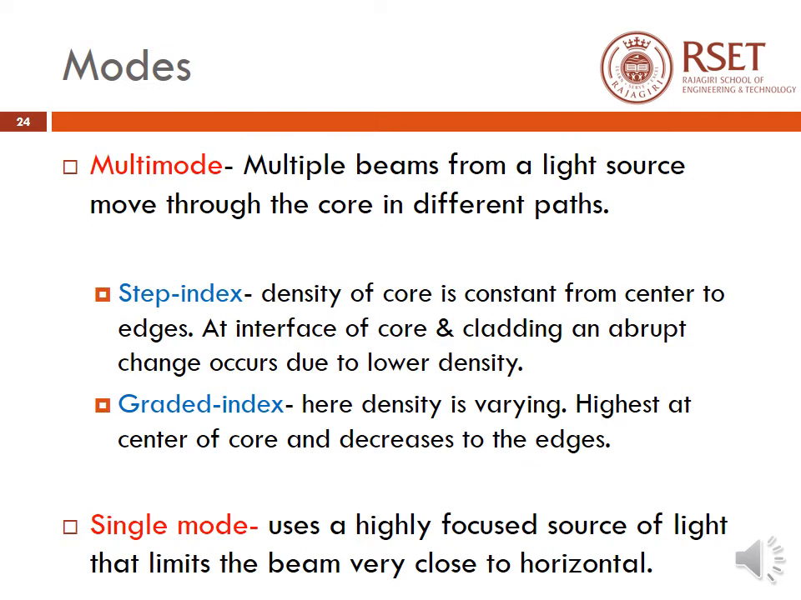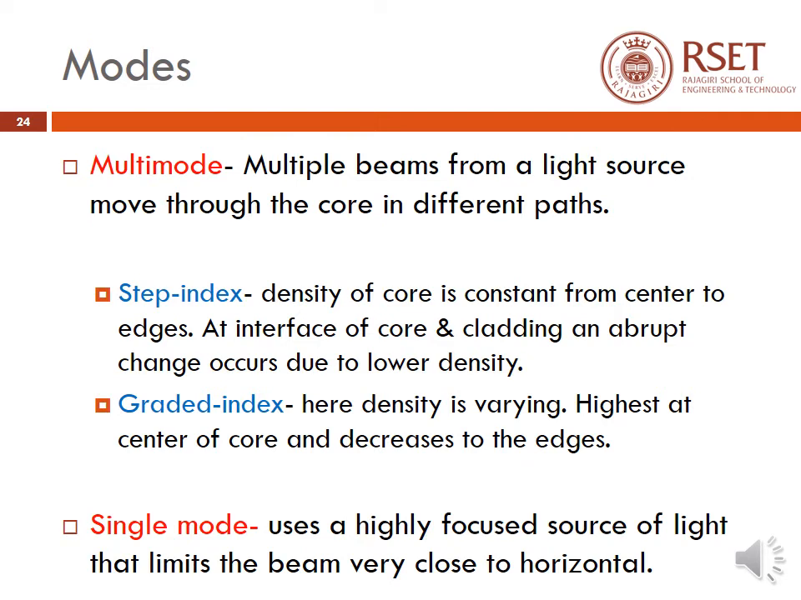Multi-mode is named so because multiple beams from a light source can move through the core in different paths, and how these beams are going to move within the cable will depend on the structure of the core. Based on that, there are two kinds of multi-mode operation: multi-mode step index and multi-mode graded index.